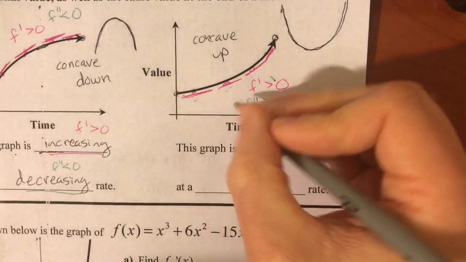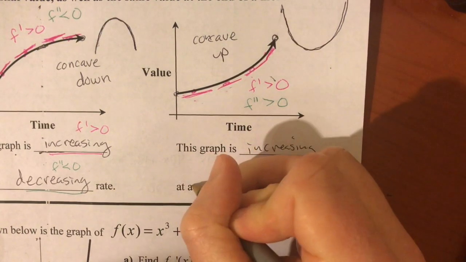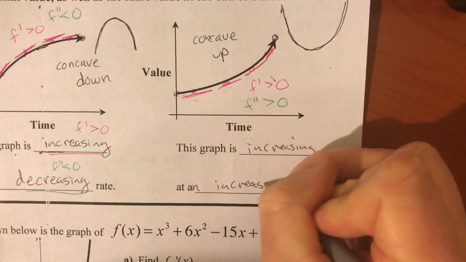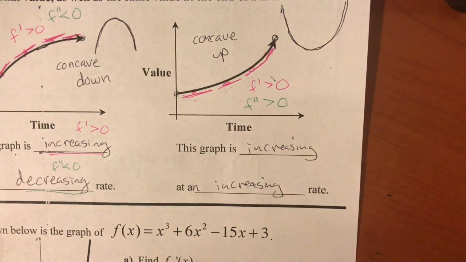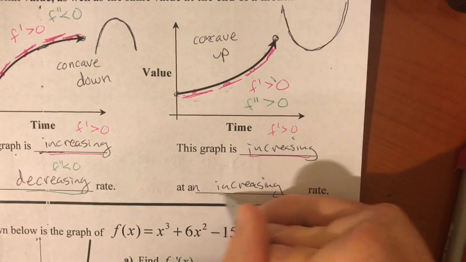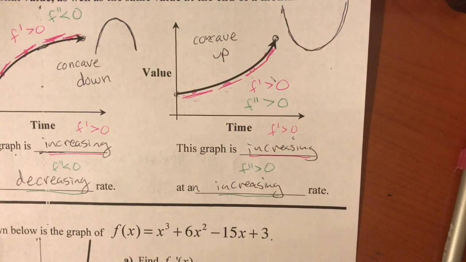This graph was also increasing, but at an increasing rate. Right? First derivative positive, and the rate of change of that is also positive. Second derivative positive.